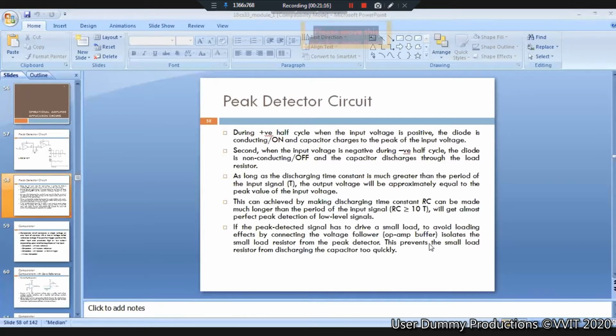Hello? Hello? Yes, sir. Okay, sir. Next class, I will explain the comparator, and in the offline classes also I will explain this again. Okay, don't get confused.